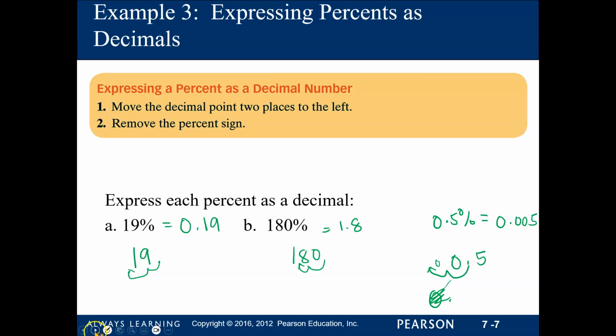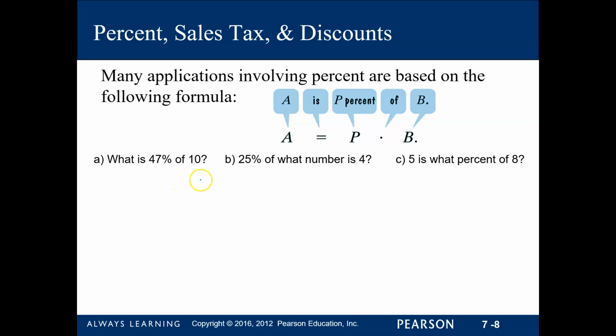Now, one of the most common uses of percent is, of course, when you have word problems. And basically, when it comes to percent, we always follow a certain formula, and this is what we call the percent formula. A is P times B, wherein A is the part, the percentage. P is the rate. This is the one in percent, the one with the percent sign. And then B is what we call the base.